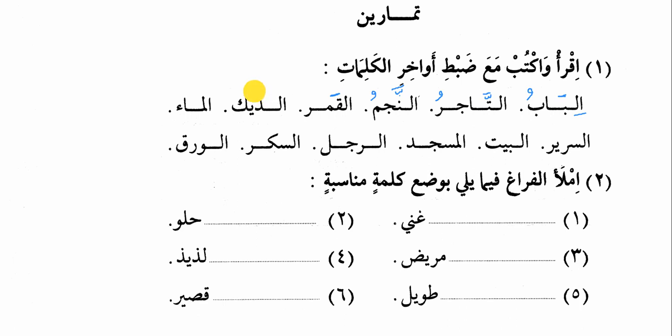Ad-diku, dal has a shadda and a kasra. Al-ma'u, mim doesn't have a shadda. As-sarir, sin doesn't have a shadda. Al-bayt doesn't have a shadda. Al-masjid doesn't have a shadda. Ar-rajul, yes, it has a shadda and fatha. As-sukkar, yes. And al-waraq doesn't have a shadda.